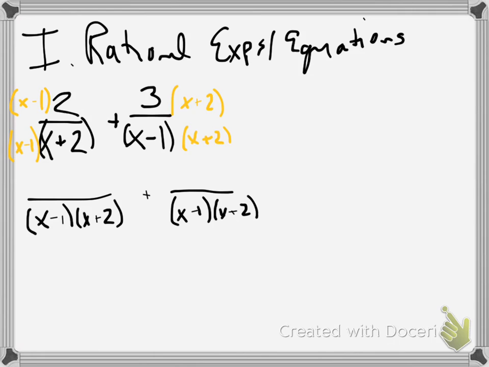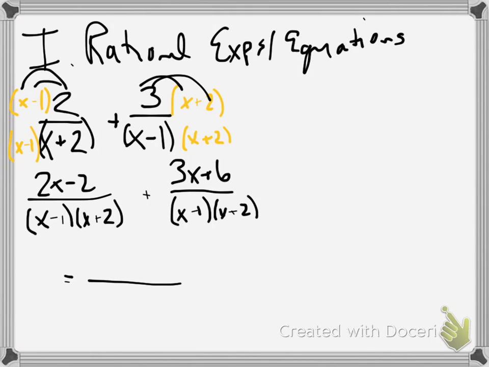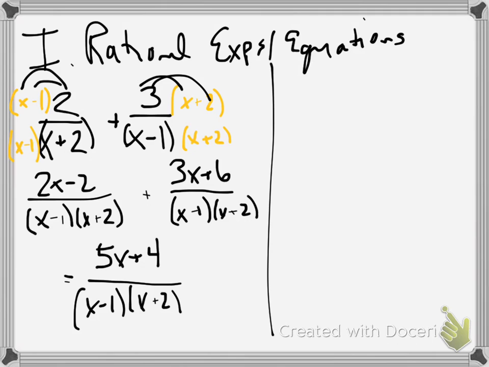The numerator for the left will now be 2x minus 2, because we distribute the 2 in. The numerator for the right will be 3x plus 6, for the same reason. And then we just add the tops up, and we get 5x plus 4 over x minus 1 times x plus 2. Okay? That's a basic one. I say basic because I don't have to do any more simplification beyond that. Let's look at one where maybe we have to do a little bit of simplifying at the end.